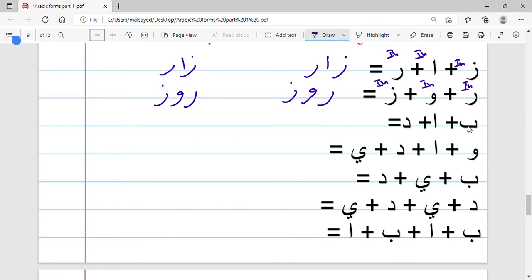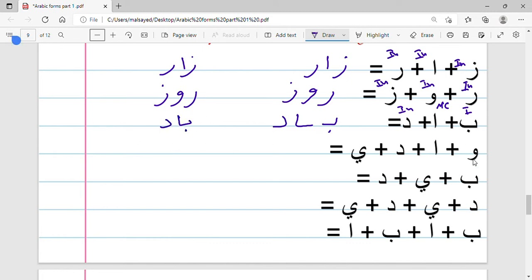Check next one. So ba, we have ba is the first letter, so we choose the initial form because el ba connects with after, and the alif connects with before, so el ba makes the decision, so we choose the middle form connected of the alif, and between the alif and the dal we choose the independent form of the dal. So ba initial, alif middle, dal independent.